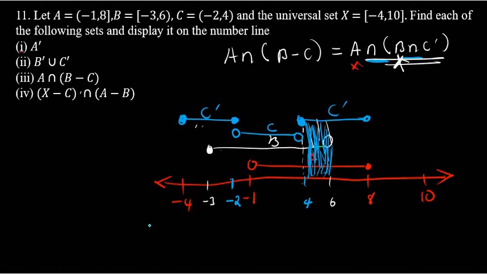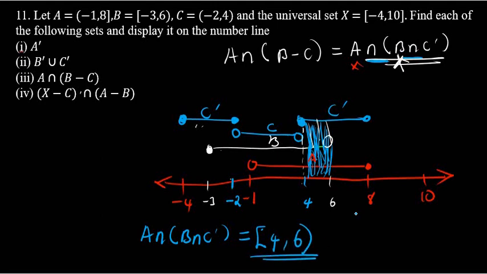So what will be your answer? Your answer will be A intersection B intersection C complement. The only answer is this one. On C complement, we have 4, which is included. Then where there is 6, B is not including 6, so 6 is not included, just like this. So this is your answer. Simple, straightforward. Okay.